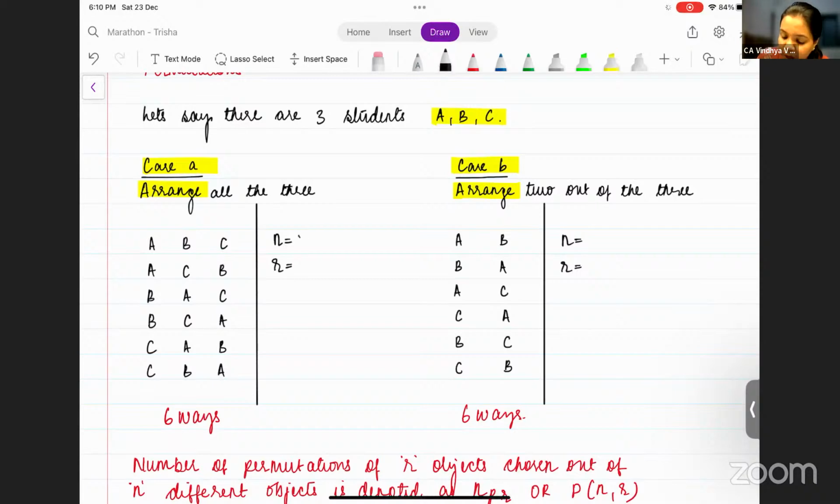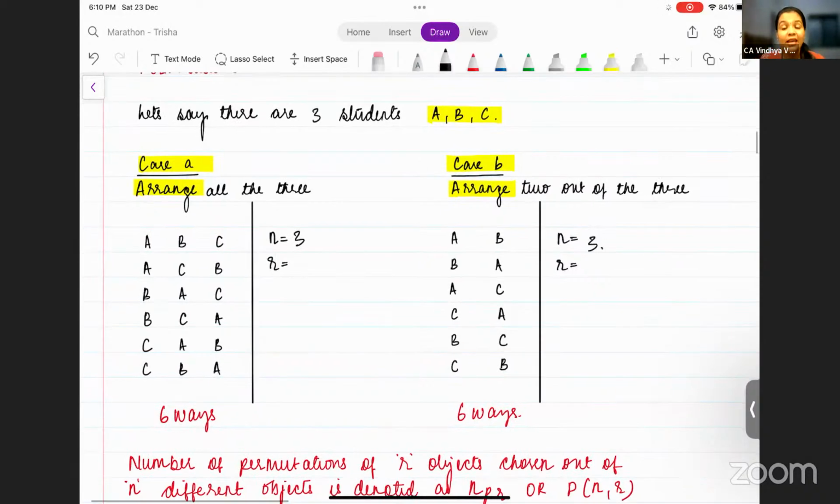The total number of people that we have is 3, and this is represented as n. So what does n mean? n means the total number of people. Okay. And in case A, how many have we considered for each arrangement? We have considered all the 3 people for each arrangement, which means r also is equal to 3. Now in case B, how many have we considered for each arrangement? We have only considered 2, which means r is equal to 2.